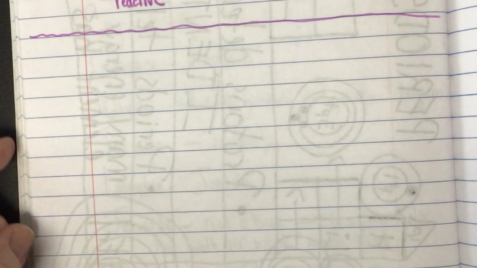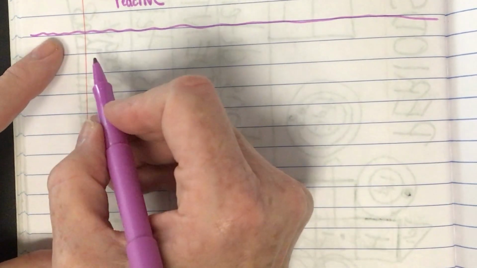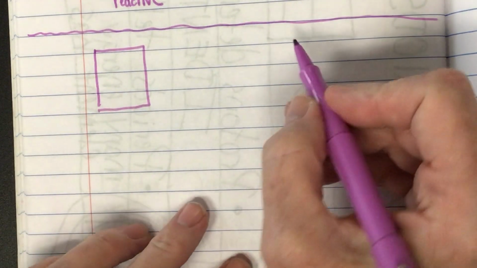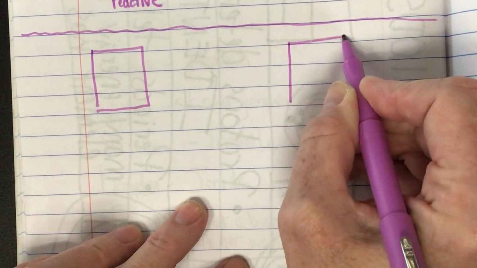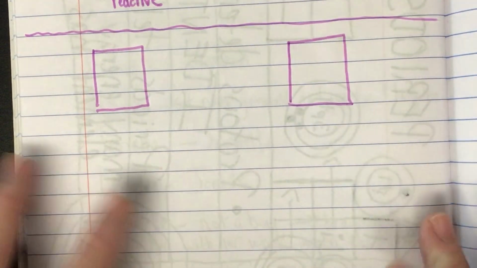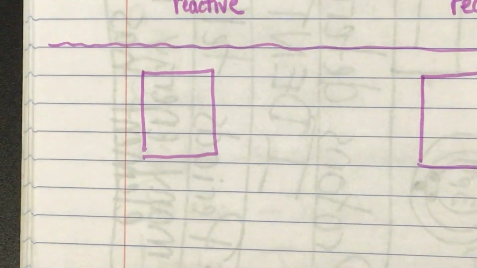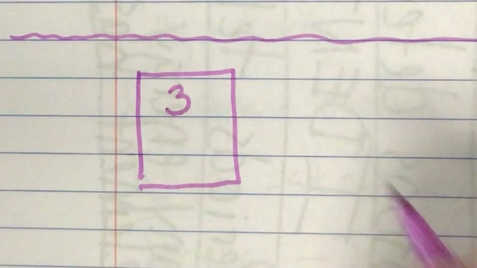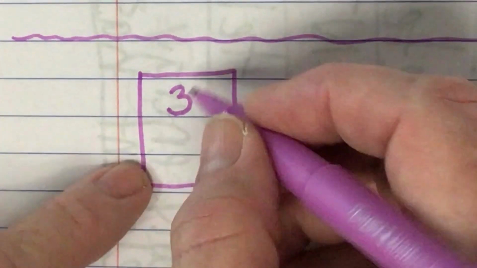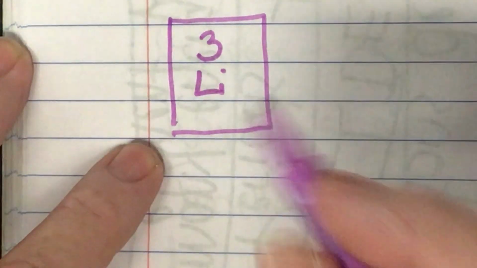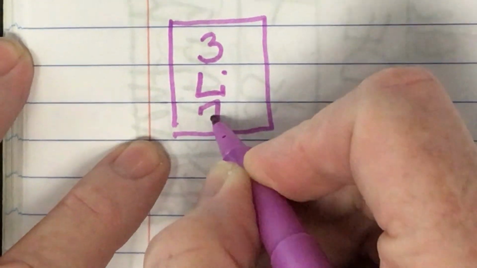All right, we're going to draw 2 Bohr models down here. We're going to show what that would look like on a Bohr model. We're going to put 2 elements boxes. In the first elements box, we're going to put the number 3. If we looked on the periodic table, the identity of that will be lithium. And the mass of lithium is 7.